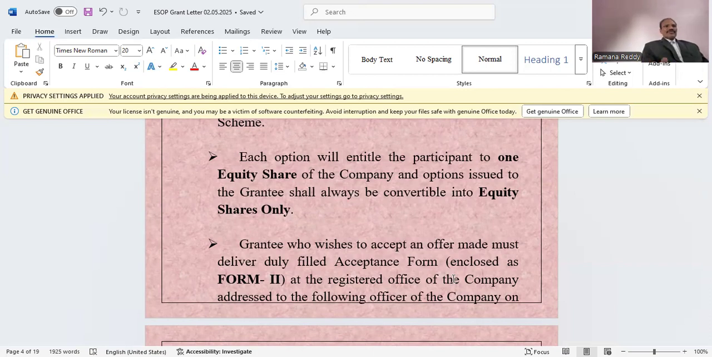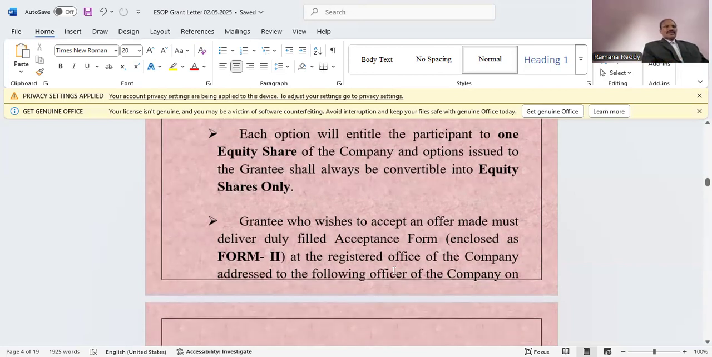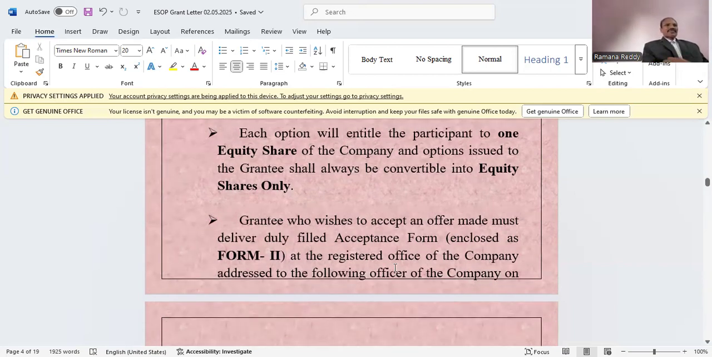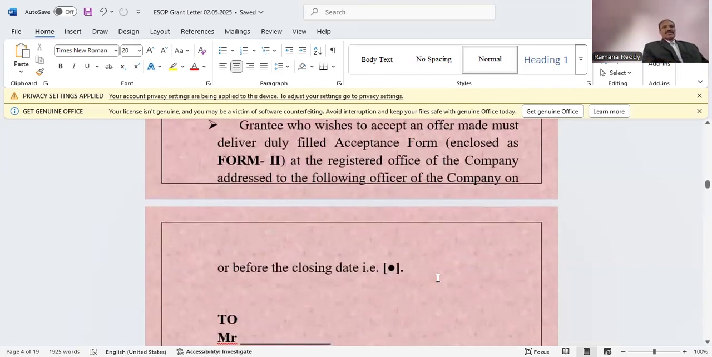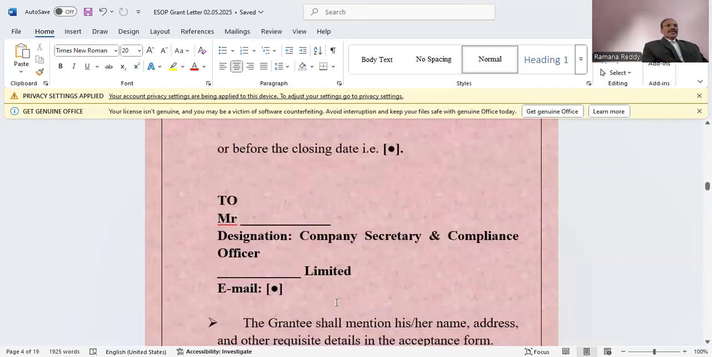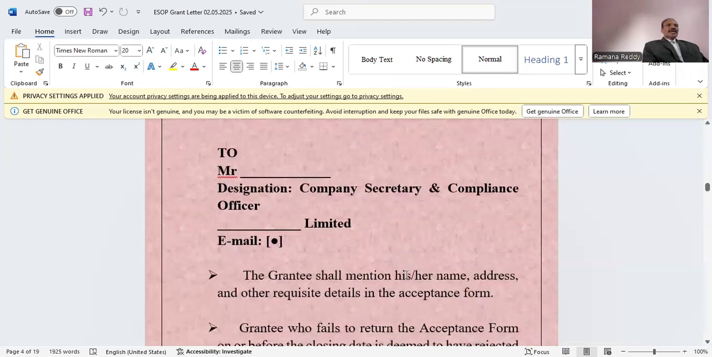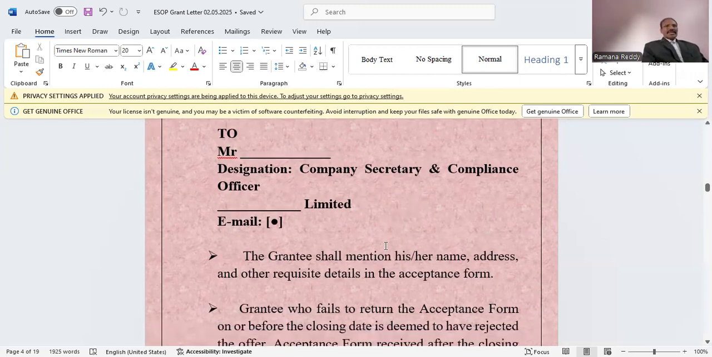So grantee who wishes to accept an offer must deliver duly filled acceptance form. So along with this letter, acceptance format also we are giving, that is form 2 at the registered office of the company, addressed to the following officer of the company. So he has to address to the company secretary, if there is one. Or if no full-time company secretary is available there, then he can give to the chairman of nomination committee. So here he can write so-and-so director, chairman of nomination committee, so-and-so company, and address, email ID. So he will submit there. His acceptance will be submitted at the given address.